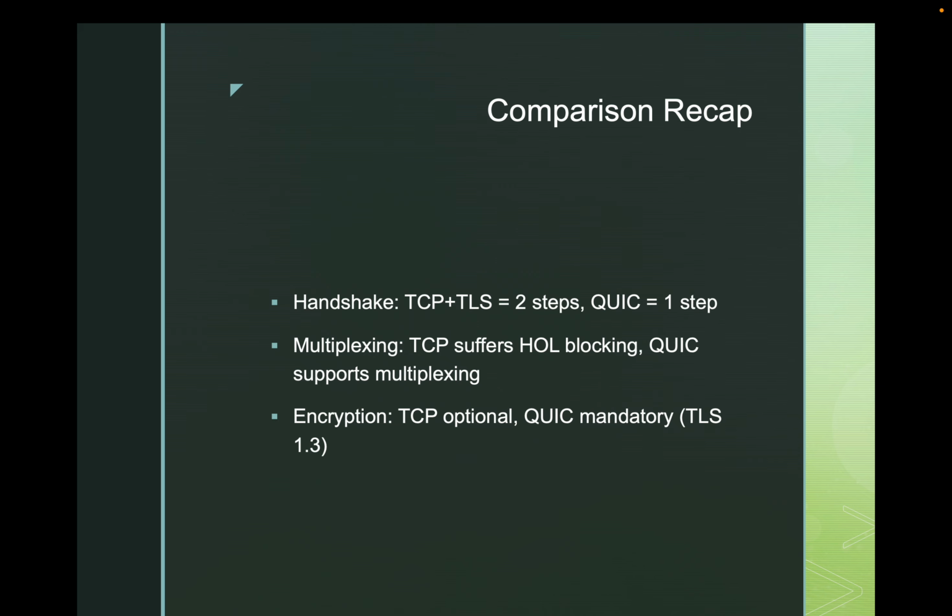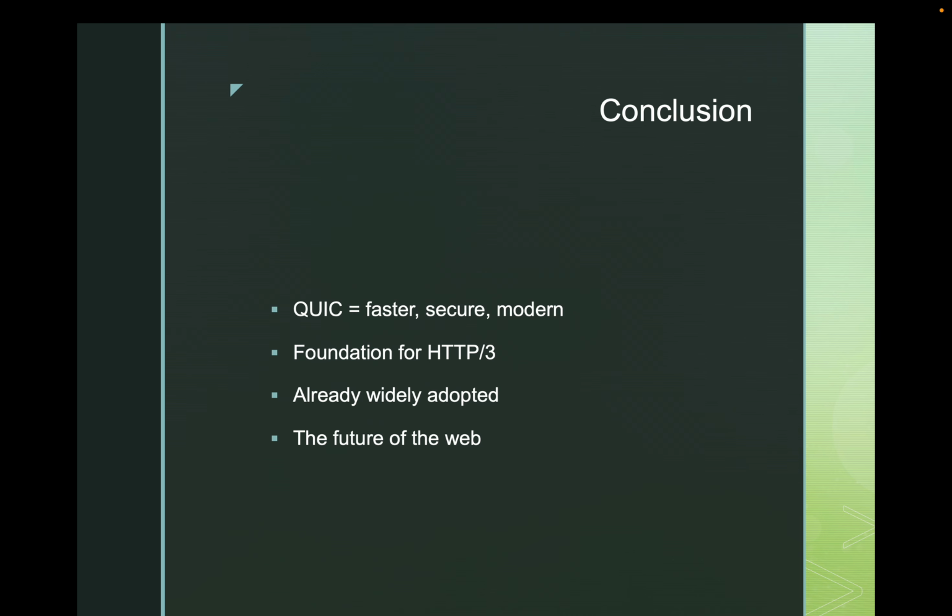TCP relies on optional TLS for encryption, whereas QUIC mandates TLS 1.3 for every connection. So that was the comparison between the two. Now we will be moving on to the final part of this presentation. It will be the conclusion.